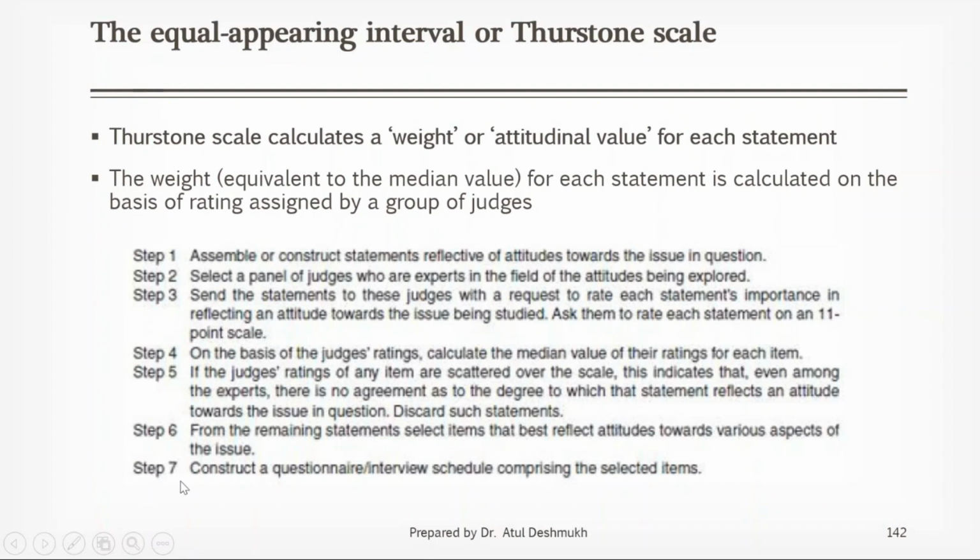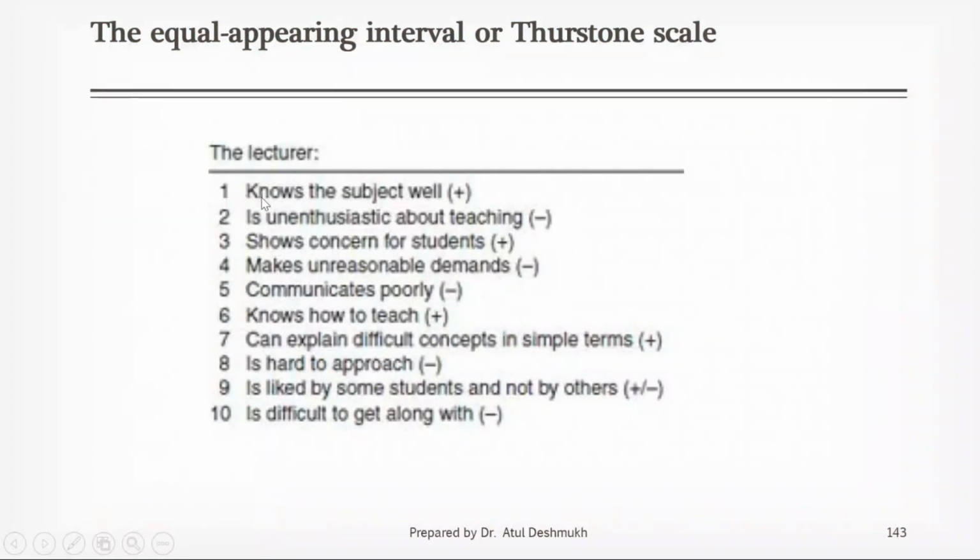In step number 7, finally, what will you do? You will construct a questionnaire or interview schedule comprising the selected items. Now, what did we do? We removed certain items like statement number 3, we removed shows concern for the student, make unreasonable demands, then we removed is hard to approach, we removed is liked by some students and not by others. So all these statements we removed, and finally we prepared our questionnaire. So this was about equal appearing interval or Thurstone scale.